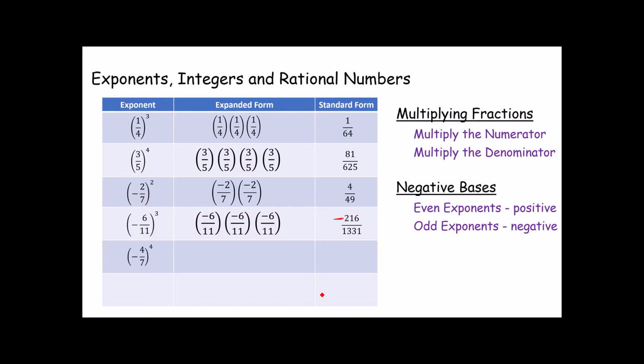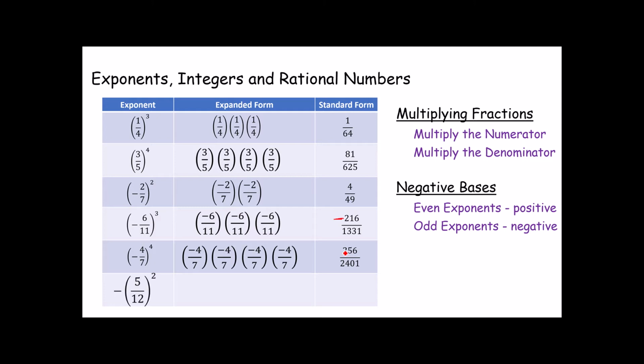Here I've got 4 of them. Since there's 4 negative signs, I know my answer is going to be positive. 4 times 4 is 16, times 4 is 64, times 4 is 256. 7 times 7 is 49. 49 times 7 is 343. 343 times 7 gives me 2401. Remember, since there's 4 of these, I know my solution is going to be positive.